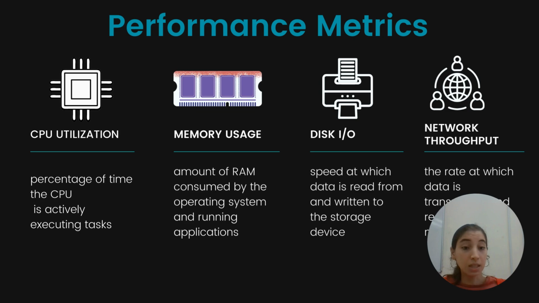Next, we have disk input output performance. It measures the speed at which data is read from and written to the storage device. It's very critical for applications that require rapid access to large amounts of data. Lastly, we have network throughput. It indicates the rate at which data is transmitted and received over the network. High throughput is critical for applications relying on fast and reliable network connections. That's all for the performance metrics.